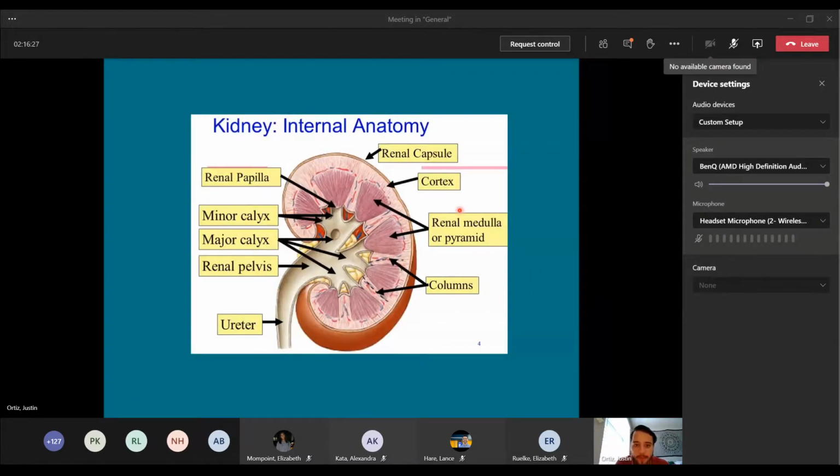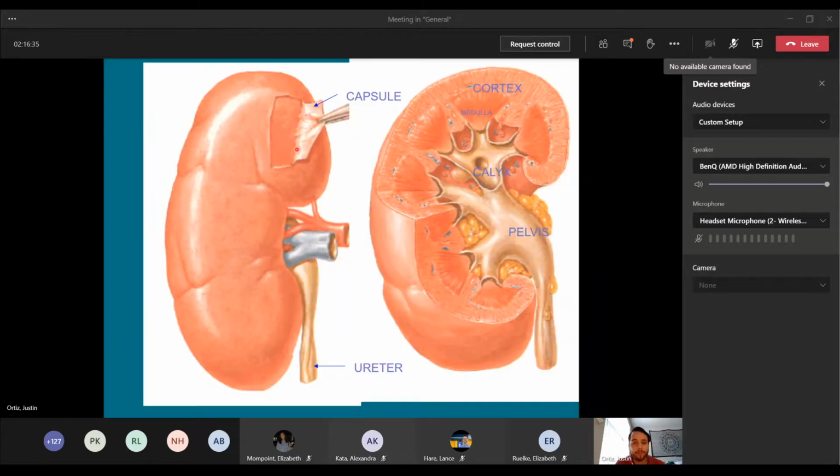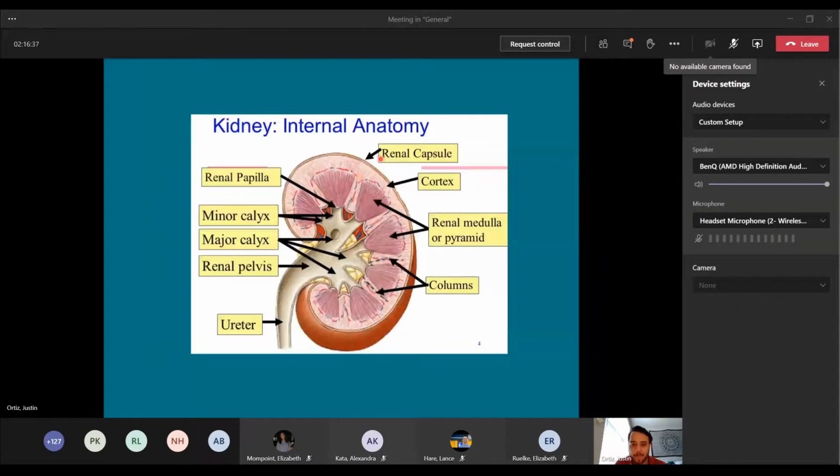So basically, I put this image in here just for you to study, just to help you understand the anatomy of it. But the capsule, like we showed in the last slide, is just that portion that's surrounding the kidney, right? The cortex is just going to be this portion right here. Then we have our renal medulla, or renal pyramid, I would say. Then you have the renal papilla, minor and major calyx, and then renal pelvis.